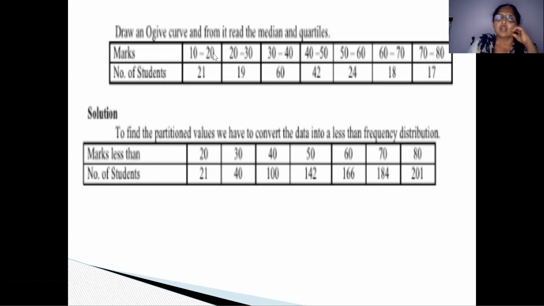Less than always uses the upper limit only. So less than 20, less than 30, less than 40, less than 50, less than 60, less than 70, then cumulate. 21 plus 19 is 40, 40 plus 60 is 100, like that, cumulate. So first, we have to convert them into less than frequency. The less than method always comes from the upper limit. Cumulative frequency means adding these frequencies.